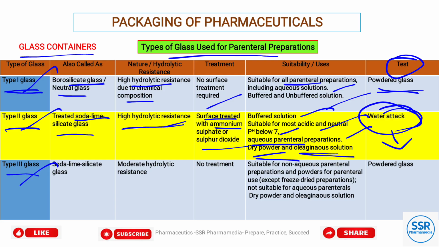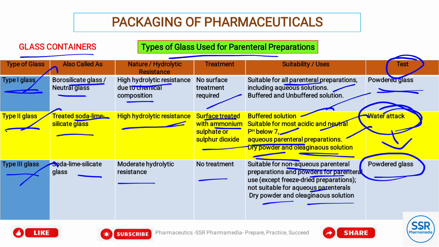And type 3 glass is soda lime silicate glass. It has moderate hydrolytic resistance. There are no treatments for this type 3 glass. It is suitable for non-aqueous parenteral preparations and powders for parenterals, and except freeze dried products, it can be used for all powder parenteral packing. Not suitable for aqueous parenterals. The test to be done is the powdered glass test.